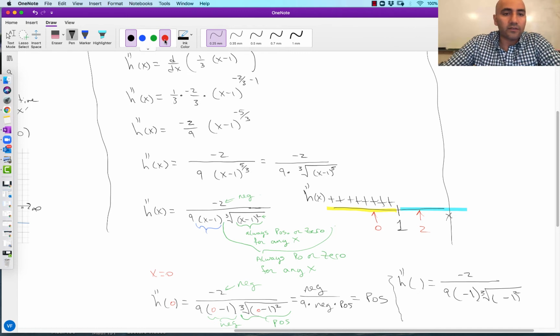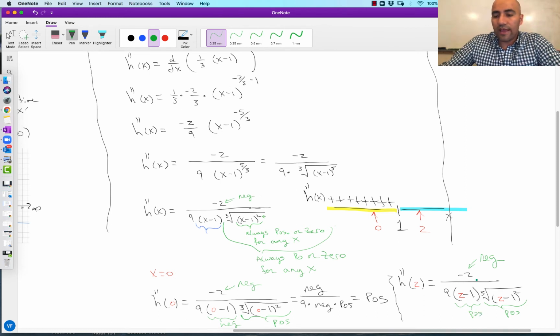Squeeze it in there. Okay, so h double prime of 2, the second derivative of our function evaluated at 2. We're going to have a 2 in here, and then we're going to have a 2 in here. That, as we've established before, is always positive. 2 minus 1 is 1, squared is 1, the cube root of 1 is 1. So this right here is positive. This guy is positive. This guy is always negative. And now 2 minus 1 is positive.